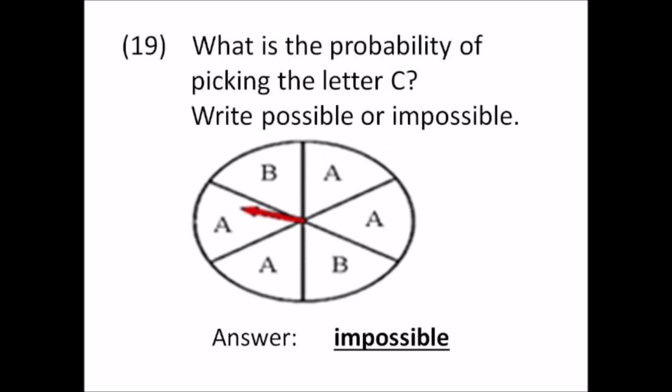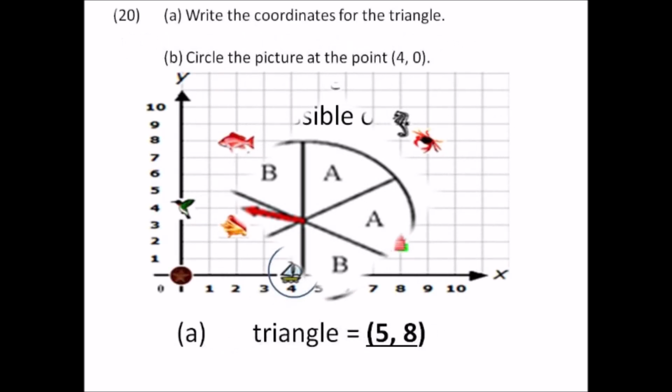Number 19. What is the probability of picking the letter C? Is it possible or impossible? Right away, you would see there are no C's on that wheel, so it has to be impossible. Ask the student when they give an answer, why? Why is it impossible? There are no C's on the wheel, so it's impossible to pick a C on that wheel. The only thing you could do is pick an A or B. There you go. That's it.